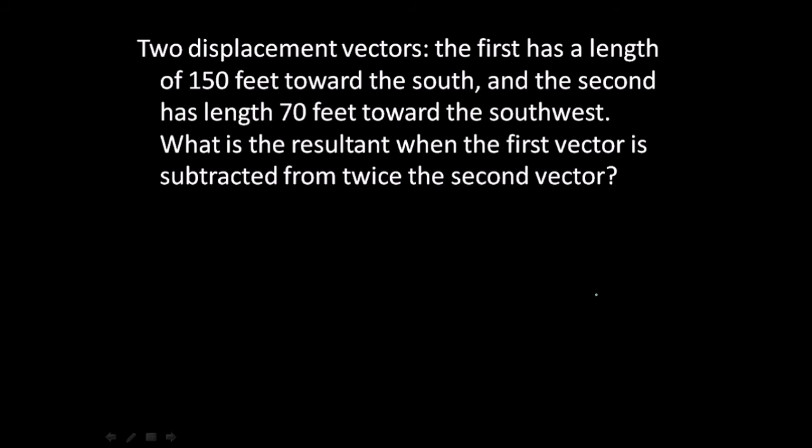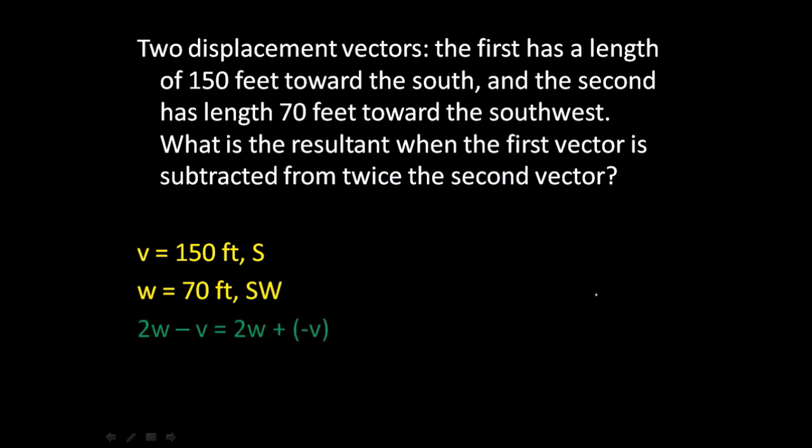First thing we need to do is name our vectors. So let's call vector v the first vector. It's 150 feet south, and you'll notice I gave it both a magnitude, then a comma, then a direction. And we'll call vector w the second vector. That's 70 feet to the southwest, magnitude and direction. And the problem we're trying to do is subtract the first vector from twice the second vector, that is 2w minus v, but we translate that into an addition problem, 2w plus negative v.